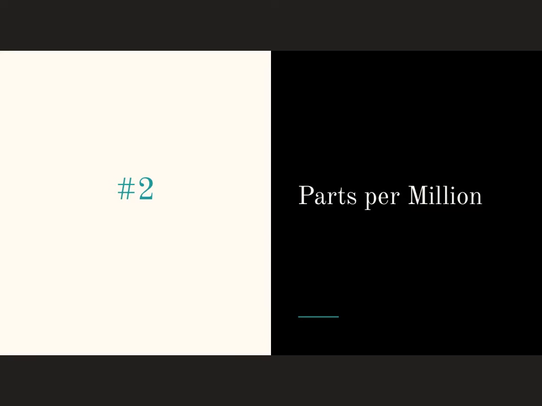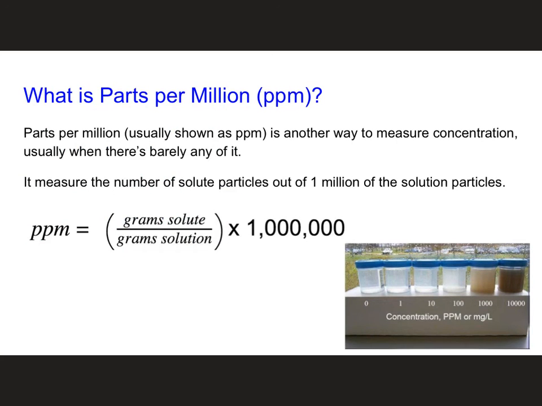Our second way to measure concentration in Principles of Chemistry is to calculate the parts per million of a solution. So what is parts per million? Otherwise known as ppm, which is how you'll see it abbreviated. It is another way to measure concentration, but usually when there's barely any of the solute that we're trying to measure. So there's not going to be a lot there. And it measures the number of solute particles out of 1 million of the solution particles.